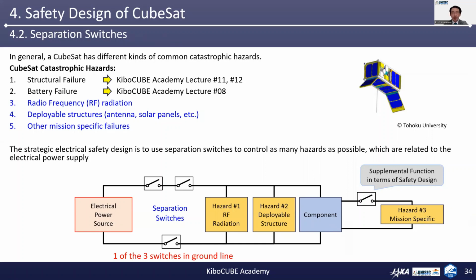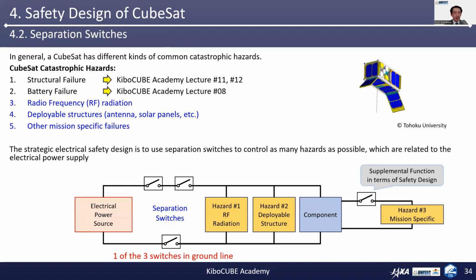So separation switches are also called deployment switches, as they detect the deployment of CubeSats from the release pod. In general, a CubeSat has different kinds of common catastrophic hazards. Some of these are listed below. For example, a structural failure, battery failure, radio frequency radiation, deployable structures, antenna, solar panels, etc., and the mission-specific failures. The first and second ones are discussed in other KiboCUBE Academy lectures, as indicated here in detail.